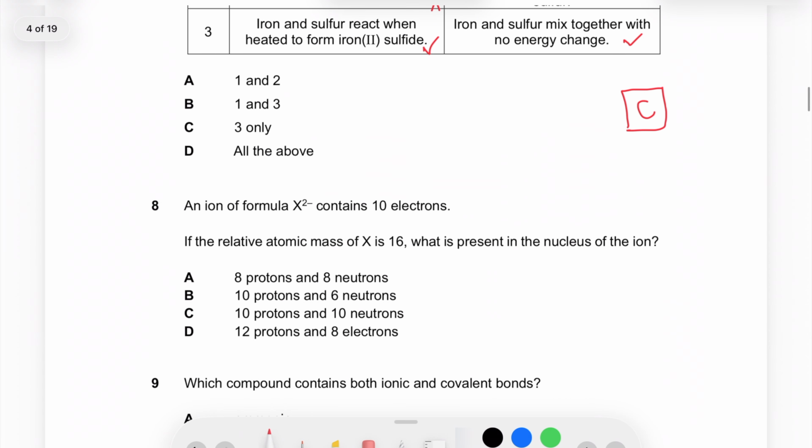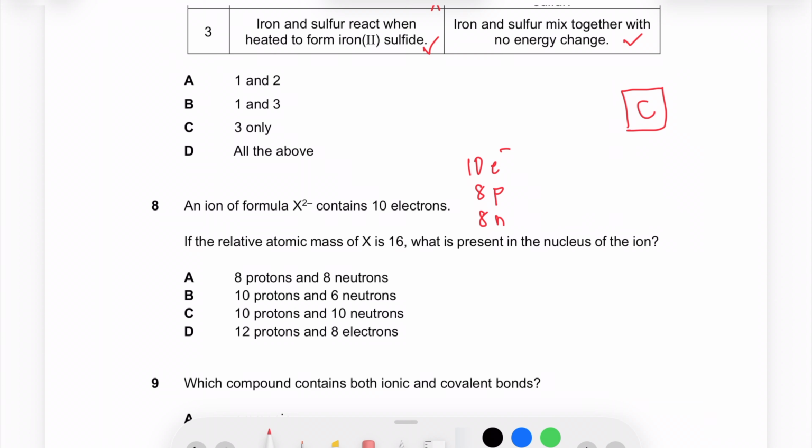Moving on. An ion of formula X2- contains 10 electrons. From here you can work backwards. If it has 10 electrons and it's X2-, the proton number should be just 8, because you take in 2 more electrons. Initially it has 8 electrons, you take in 2 more, become 10 electrons. Then if the relative atomic mass of X is 16, you want to find the neutrons: 16 minus 8, so you end up with 8 neutrons.